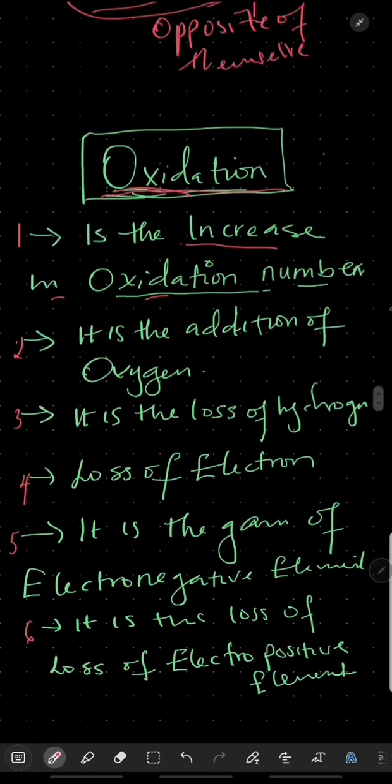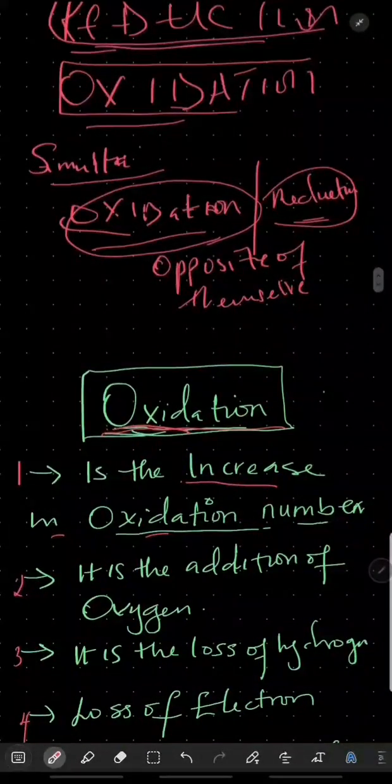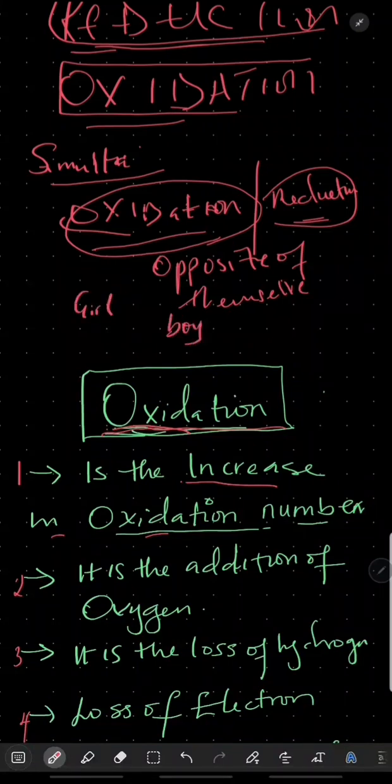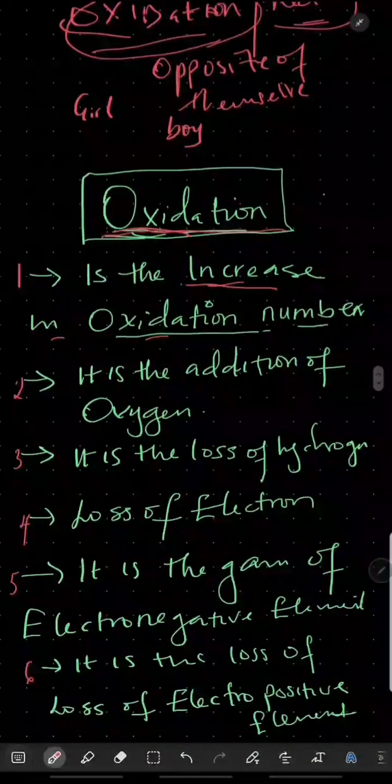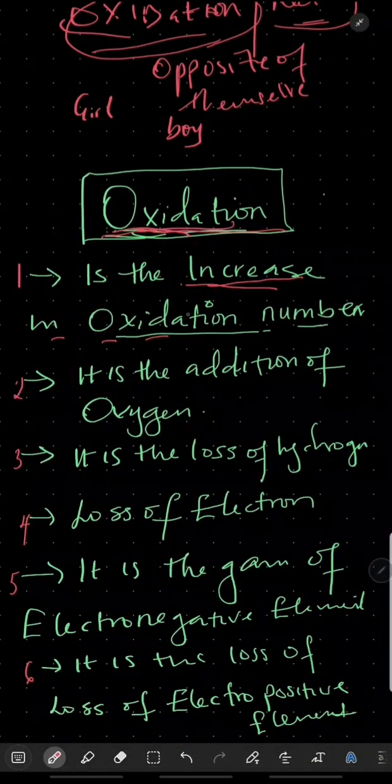Reduction is the opposite of oxidation. If oxidation is a girl, then reduction will be a boy. So if oxidation is the increase in oxidation number, then reduction is the decrease in oxidation number. What I always tell students is don't waste your time trying to know reduction. Once you know oxidation, just take the opposite of it for reduction.